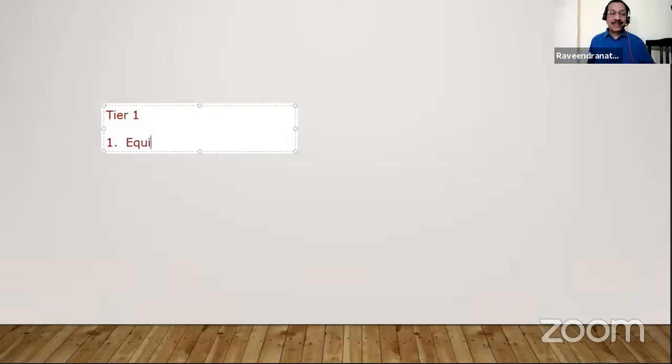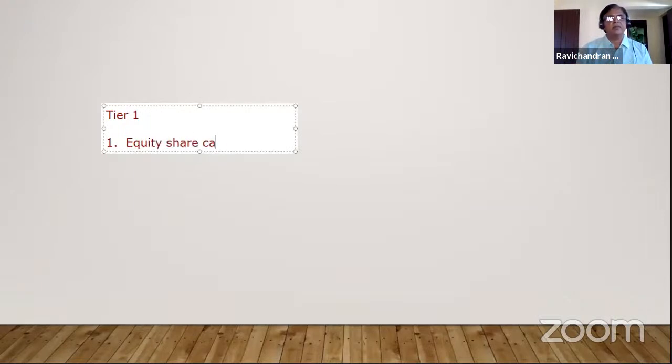Tier 1, you can easily understand. Number 1 is the equity share capital. Wherever equity share capital is there, it is Tier 1. Number 2, now you will ask whether preference share capital will come under Tier 1, because the doubt will come like that. For preference share capital, only one portion will come: that is non-cumulative perpetual preference shares. Perpetual, non-cumulative.